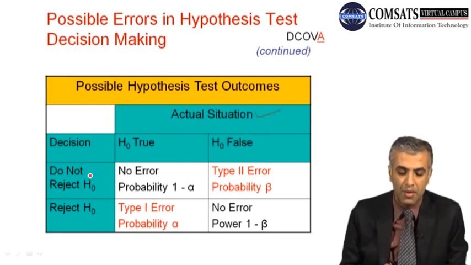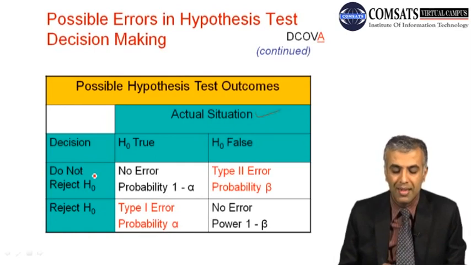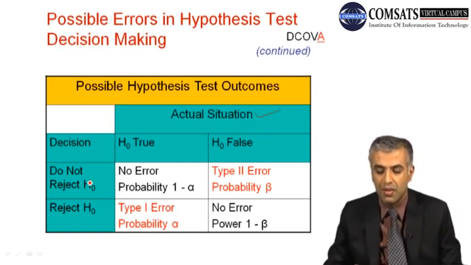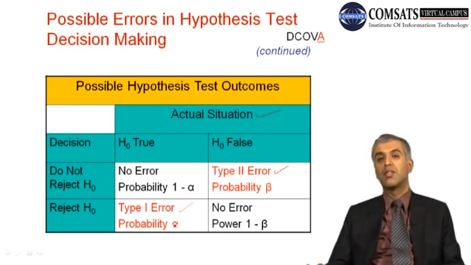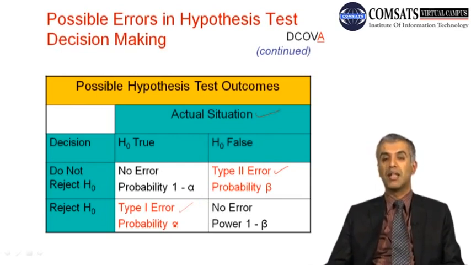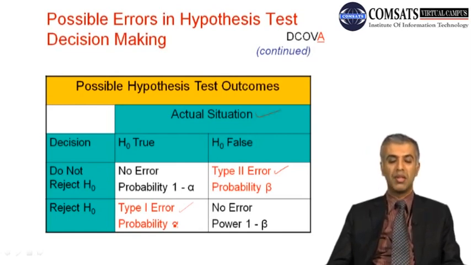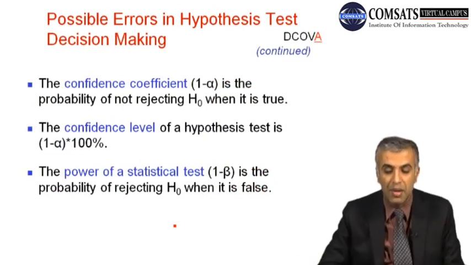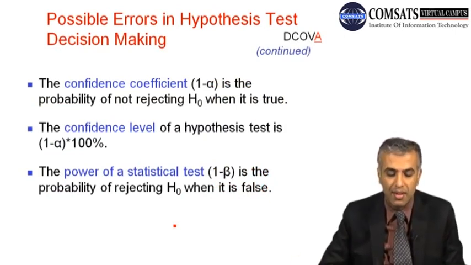Basically, the decision here is do not reject H0, and then what kind of error this can lead to. In this case, we are also dealing with type 1 error and type 2 error, so we detect what kind of error we are committing. Both errors cannot occur at the same time, so we have to tackle these situations separately.